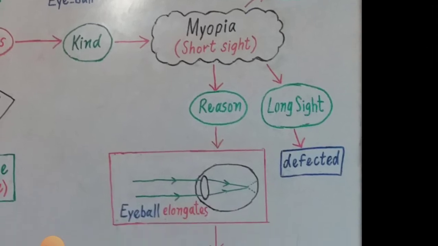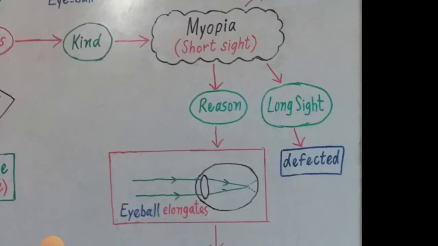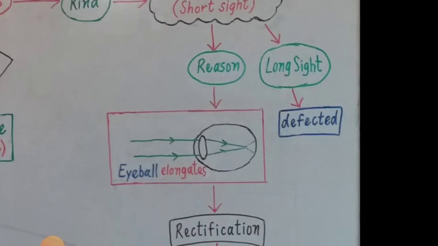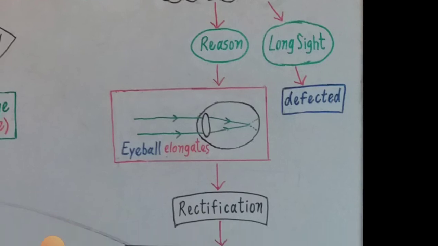The reason that the person cannot see distant objects normally is that the eyeball elongates, so the parallel rays of the distant objects, when passed through the lens, cannot converge on the retina, but converge in front of the retina. So the image formed is blurred and the person cannot see well.